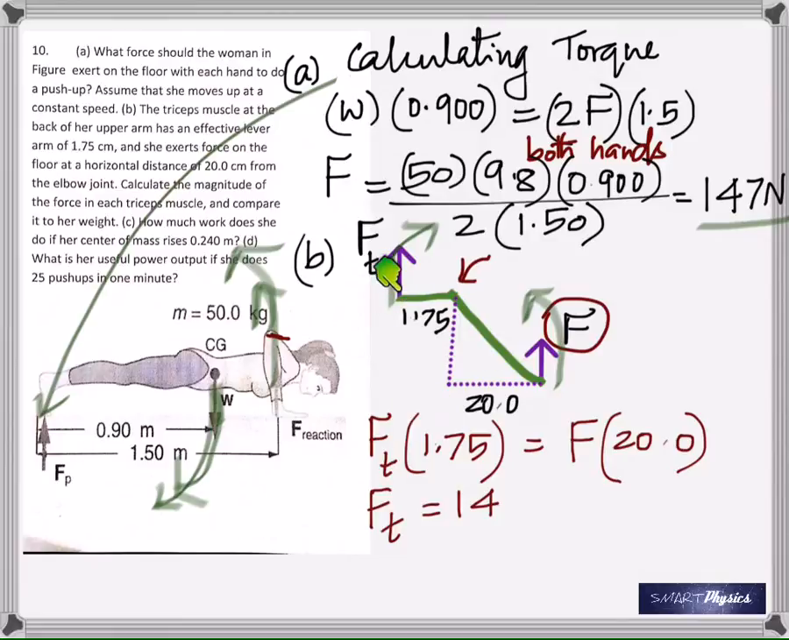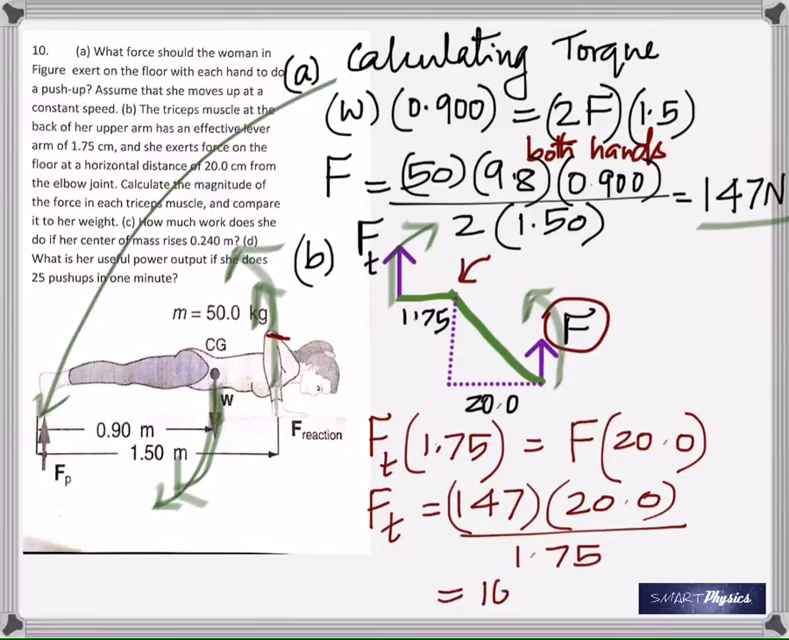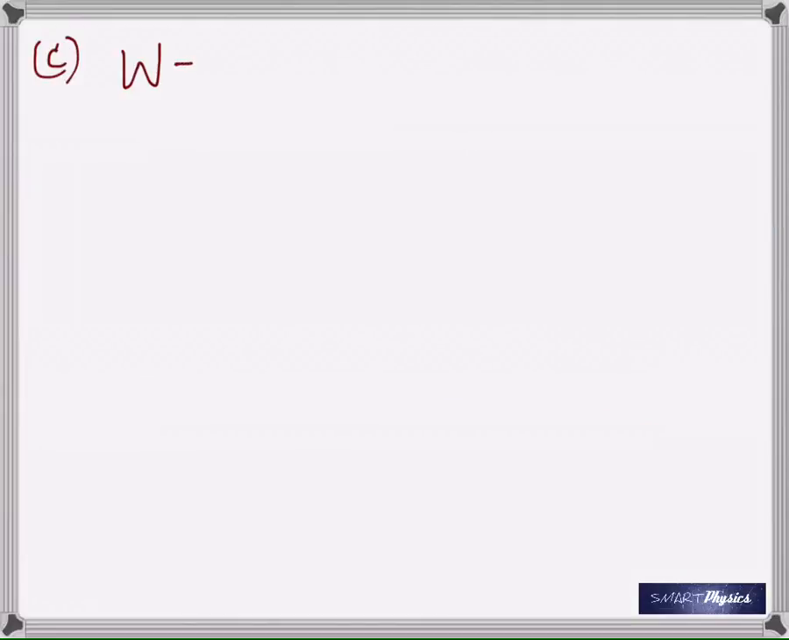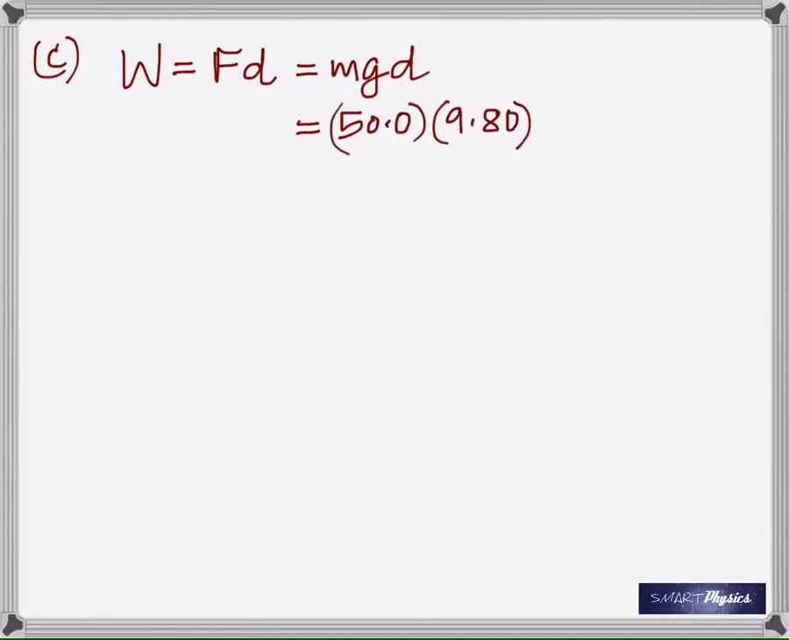Again, when you calculate the torque, you see this is clockwise and this is the counterclockwise. When you put that in and calculate, you get the answer, because you already got F as 147, which is what I've used here. So the force by the triceps is quite large. It's 1680 newtons. And in the C part, work done is force times distance, which is gain in potential energy.